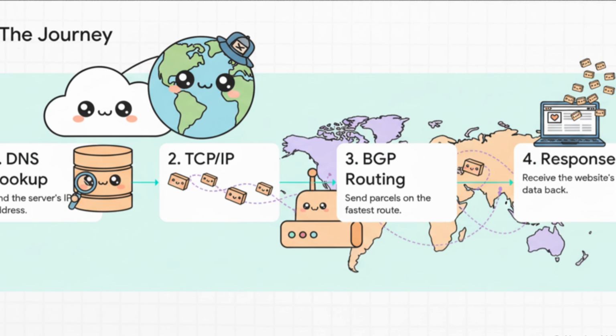Okay, so here's a quick roadmap of the entire trip. First, our request has to find the server's address, right? Then it gets all packaged up into these tiny digital parcels. After that, a global postal service figures out the best route for those parcels, and finally, the website's data comes all the way back to you. It all starts with step 1, finding that address.